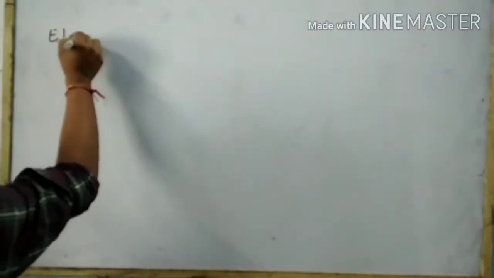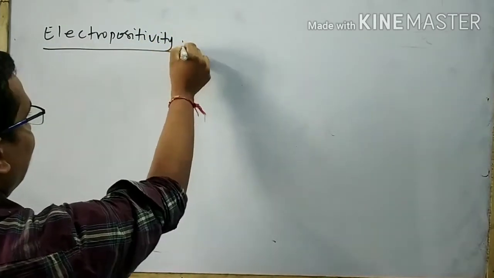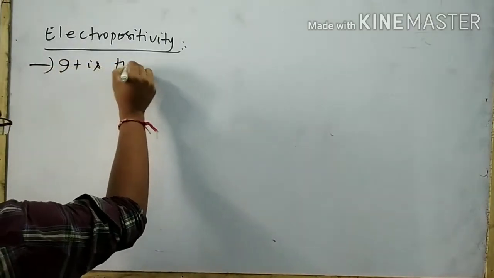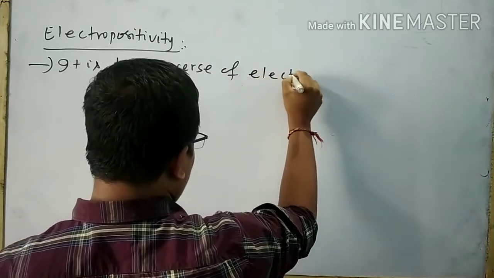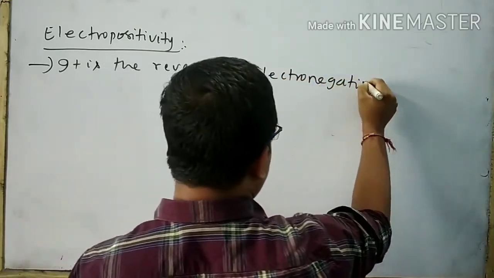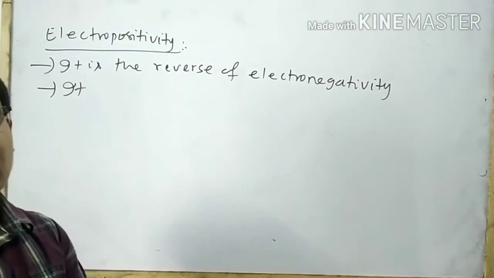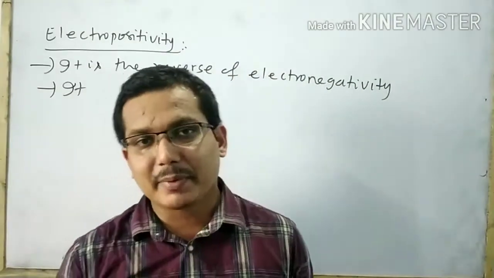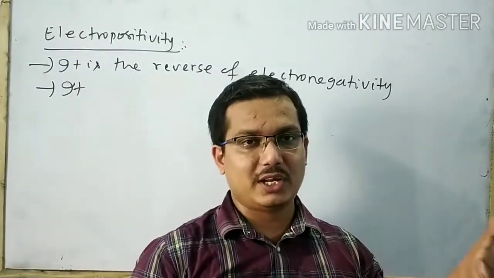Now I will discuss electropositivity. Remember, it is the reverse of electronegativity. It is the tendency to lose an electron in a chemical reaction, but electronegativity is the tendency to attract the shared electron towards itself, whereas electropositivity is the tendency to lose the electron.